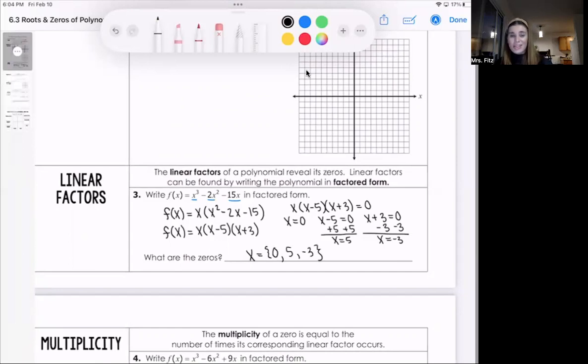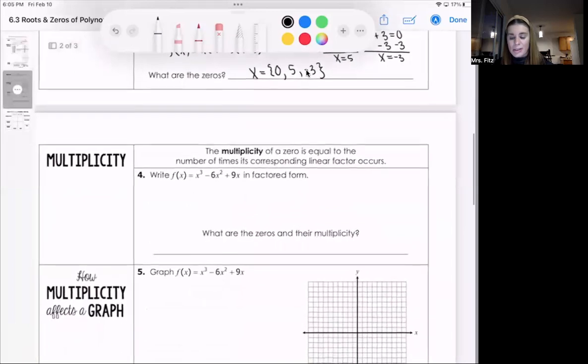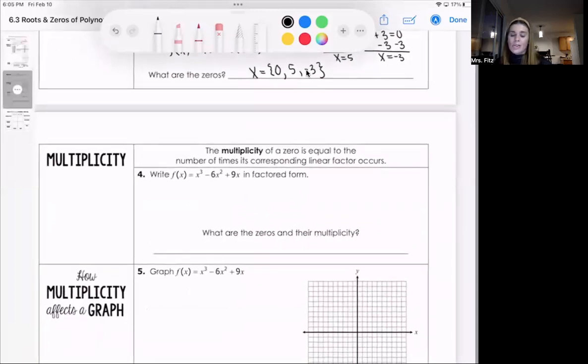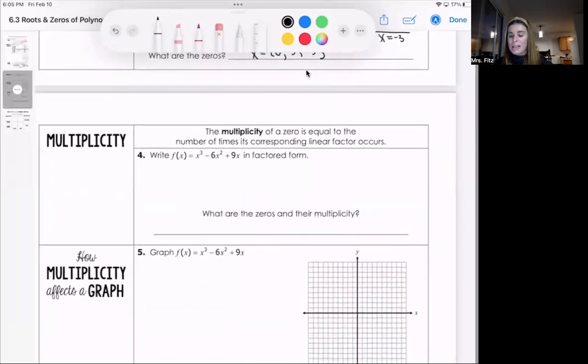Okay. So now that we see how to solve for zeros, we just have to factor and set everything equal to 0 and solve. We've done this before with quadratics. Now we're going to go ahead and talk about what's called multiplicity. So multiplicity of a 0 is equal to the number of times its corresponding linear factor occurs. All right, this seems kind of like a fancy term for if you have a factor that's repeated, the number of times it's repeated is its multiplicity.